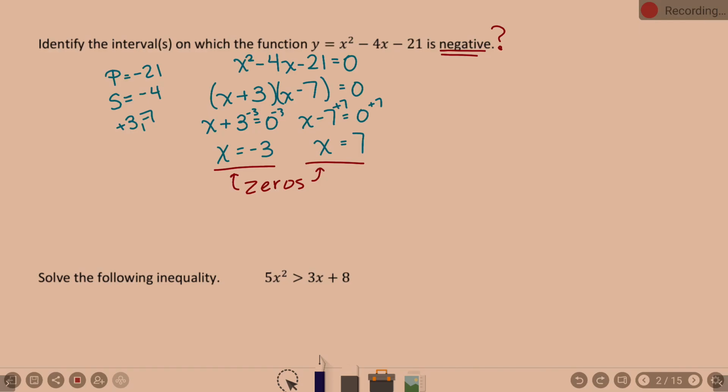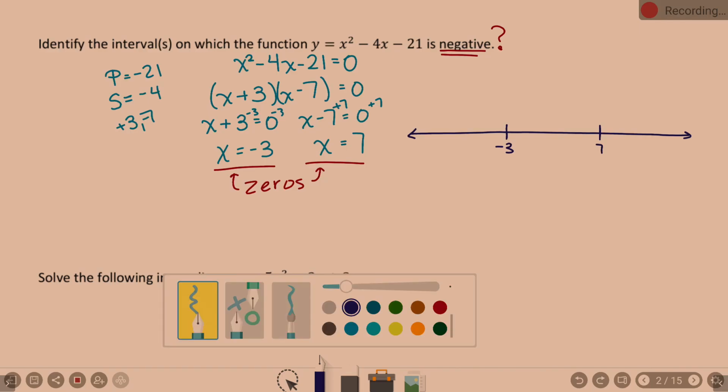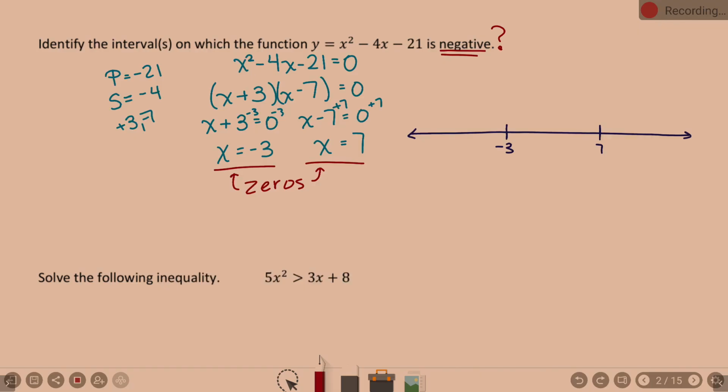Okay. Take those zeros, put them on a number line. All I care is that you have a smaller number left, larger number right. So in this case, we're going to be looking at negative 3 on the left, 7 on the right. Now, pick a number to the left of negative 3 to test. What do you want to test to the left of negative 3?